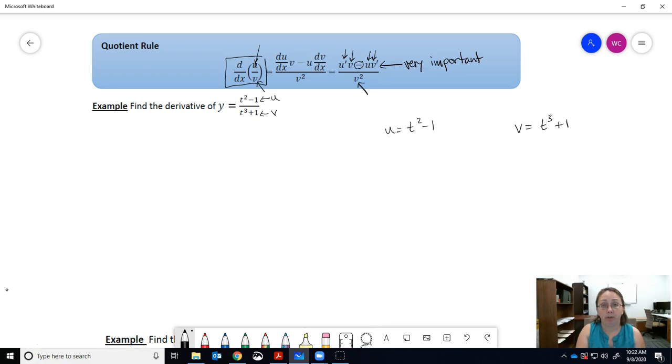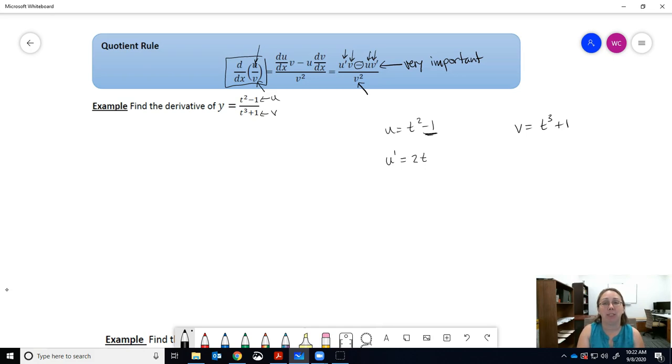To do our derivative of the quotient, the rule says we need to know what u prime, or the derivative of u, is. So what is the derivative of t squared? Well, pretend it's x squared. It's the power rule. Power rule says power comes down, 1 power less, so 2t. And then this negative 1 here, that's just a constant. What's the derivative of a constant? It's gone. So there's your u prime.